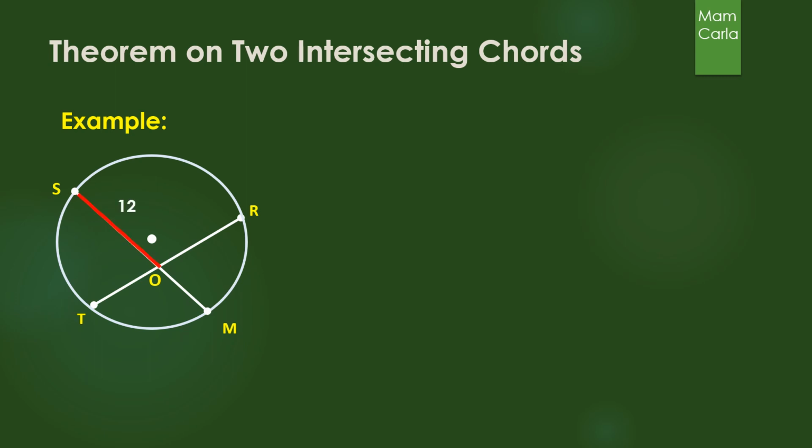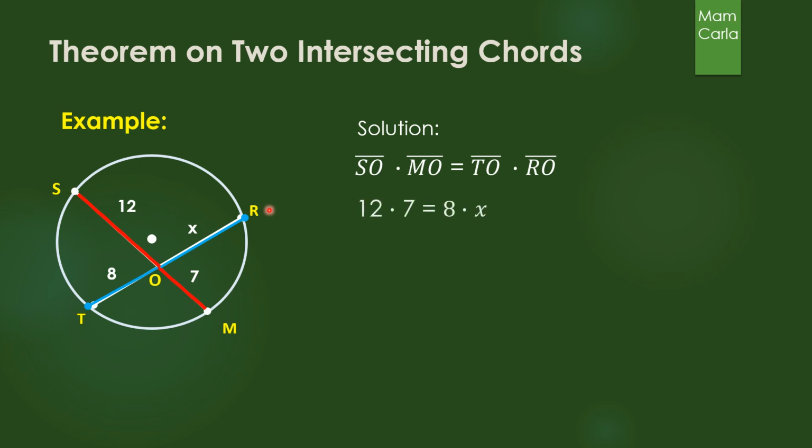Let us have this example. Provided that SO is 12, MO is 7, and TO is 8, let us find the measure of line segment RO. For the solution, we will be applying the theorem on two intersecting chords. That's why we have the measure of SO times the measure of line segment MO equals the measure of line segment PO times the measure of line segment RO. Substituting, SO is 12, MO is 7, equals the measure of PO, which is 8, and of course, the missing one, the measure of line segment RO, which is x.